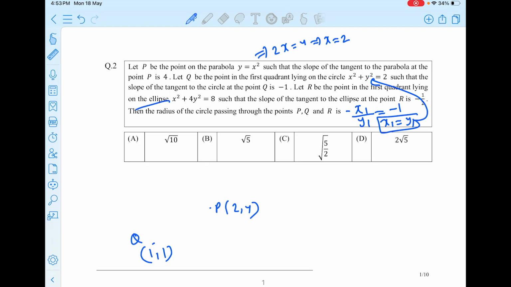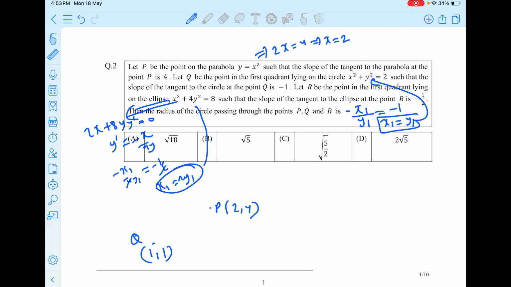So what's the differentiation? If you differentiate, it will be 2x plus 8y y dash is equal to 0. So y dash is equal to minus x by 4y. So minus x1 by 4 y1 is equal to minus 1 by 2. So I'll get x1 is equal to 2 y1.